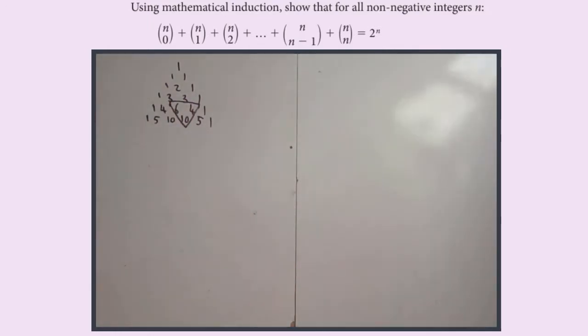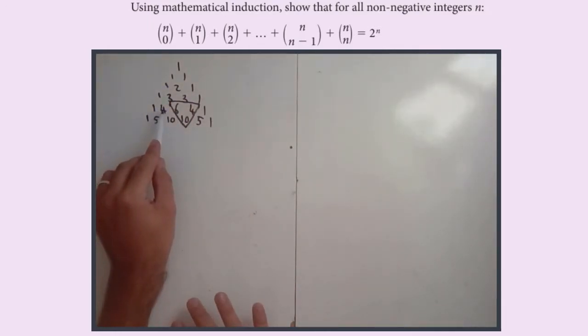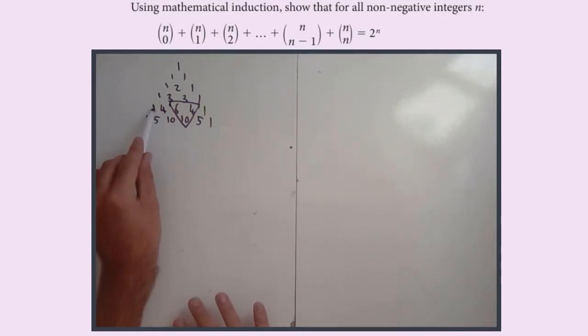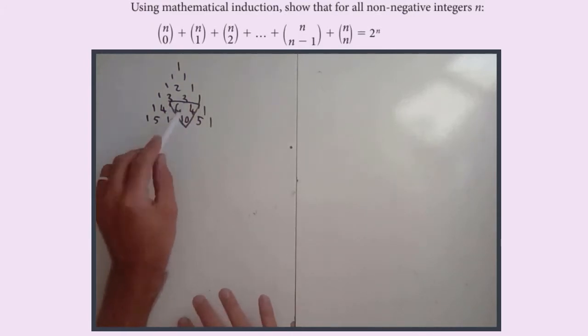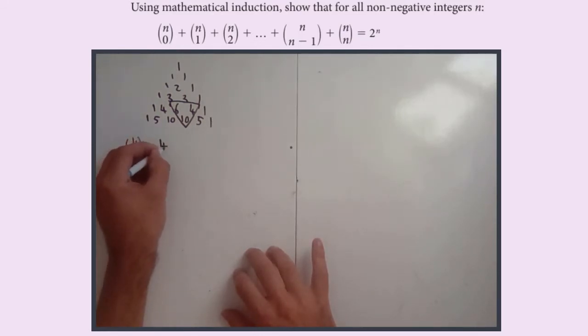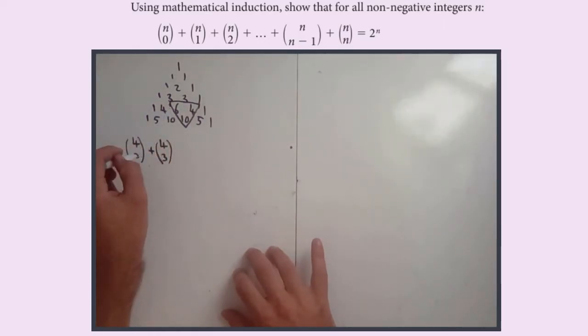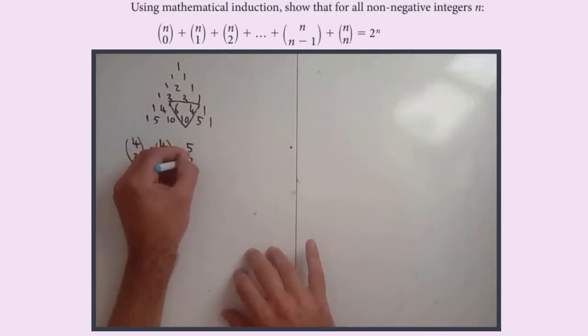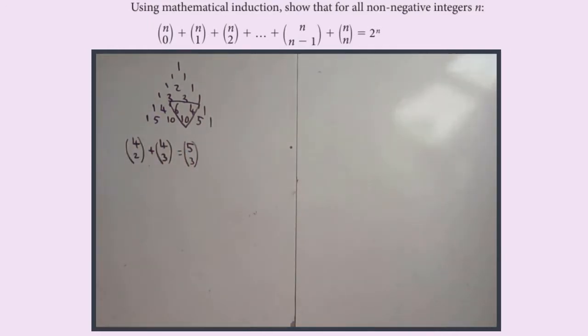So for this row, where 4 is the second number, n is 4. So this is 4C0, 4C1, 4C2 is 6, 4C3 is 4. So that's telling me 4C2 plus 4C3 equals the 10, and the 10, well n is 5 for the 10, equals 5C3.